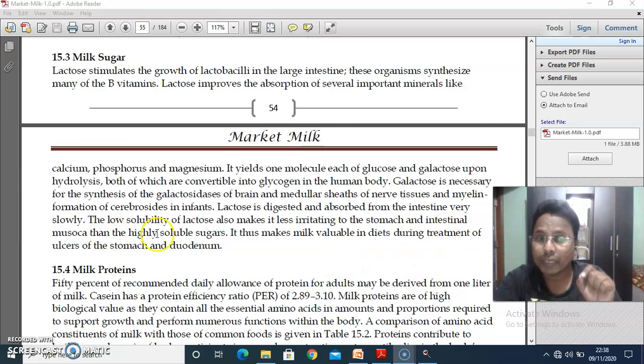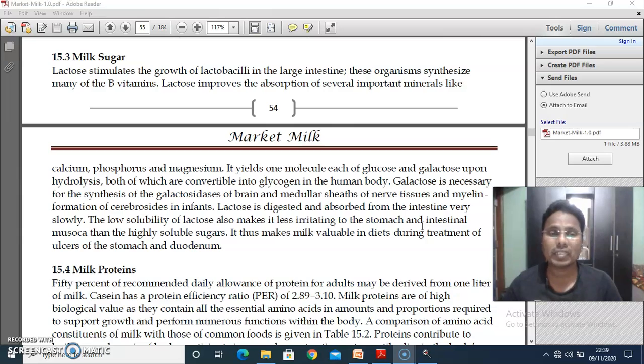The low solubility of lactose means that it has low solubility, and as it has low solubility, it makes it less irritating to the stomach. Some people suffer from ulcers of the stomach.